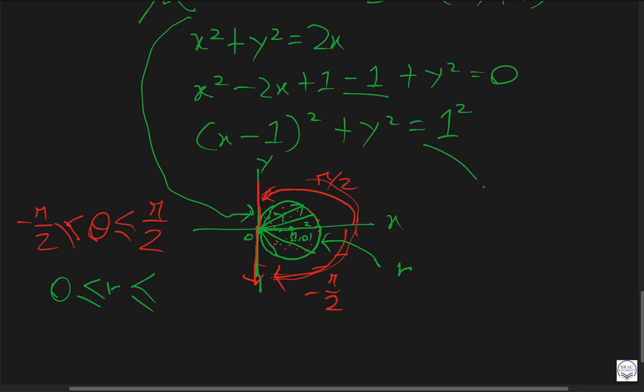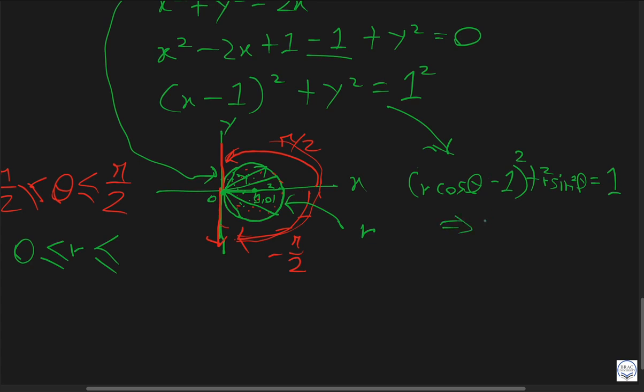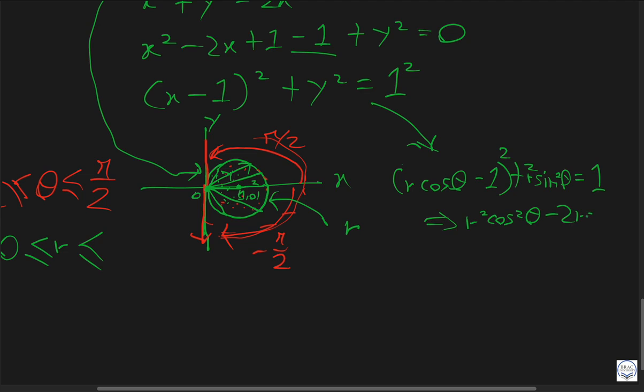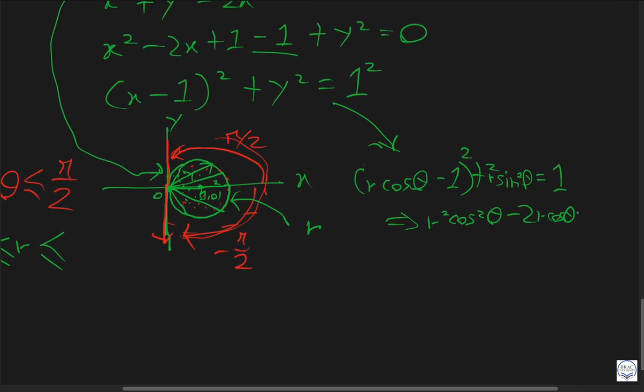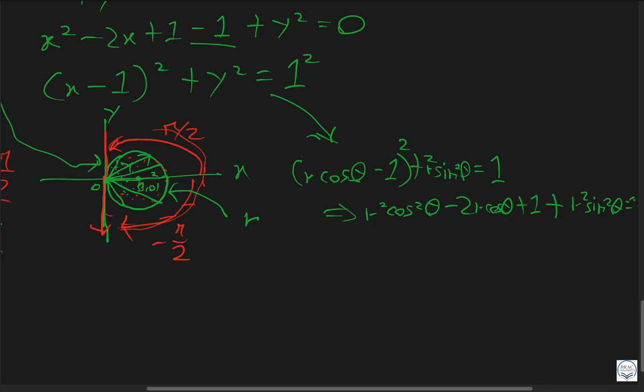To find the function, all we have to do is substitute our r values, x and y, into this equation. So we've got (r cos theta minus 1) whole squared plus r squared sine squared theta equals 1. This means that r squared cos squared theta minus 2r cos theta plus 1 plus r squared sine squared theta equals 1.